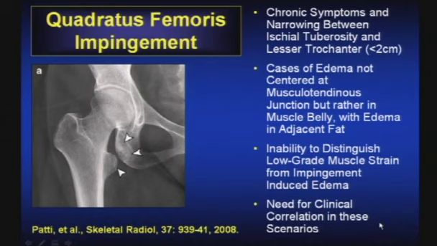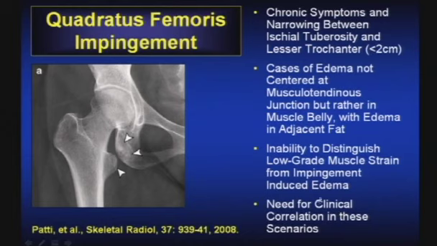Tough to distinguish here between low-grade muscle strain and impingement-induced edema. That's why we like the secondary findings, right, to suggest that there's contact between that ischium and the lesser trochanter. And of course, as with all impingement phenomenon, they are clinical diagnoses, right? So on one hand, it takes a lot of pressure off of us as the radiologist because they are not our diagnoses to make. We support these clinical diagnoses by findings.